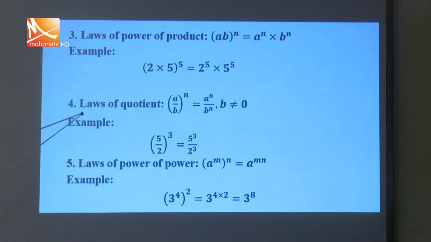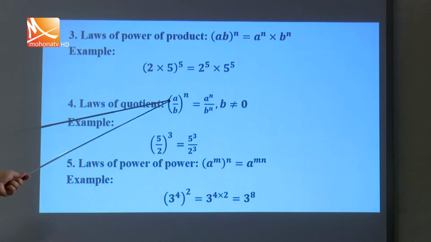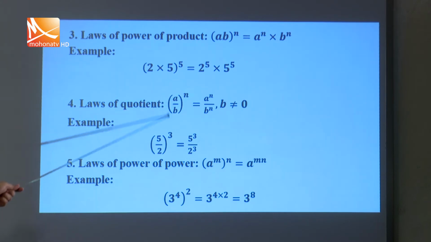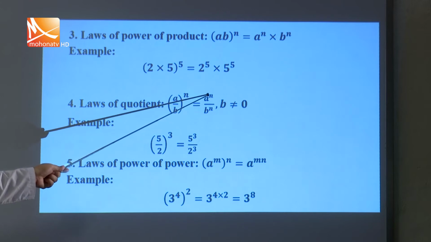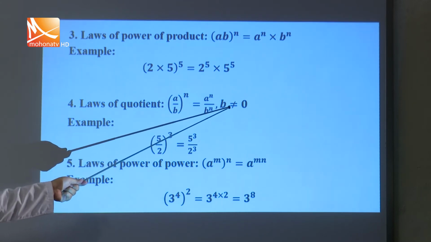And our next law is laws of quotient. That is, if we have a fraction like (a over b) whole to the power n, and in this case you have to also distribute this power n in between them, like a to the power n divided by b to the power n. And see, I have written a condition here, that is b cannot be 0.